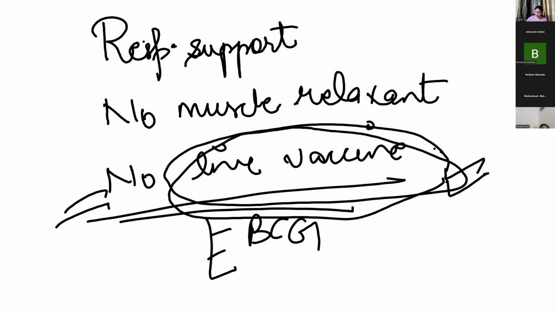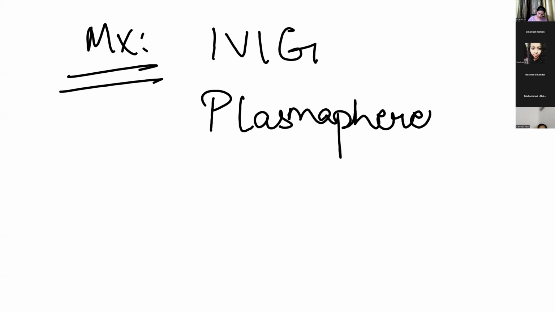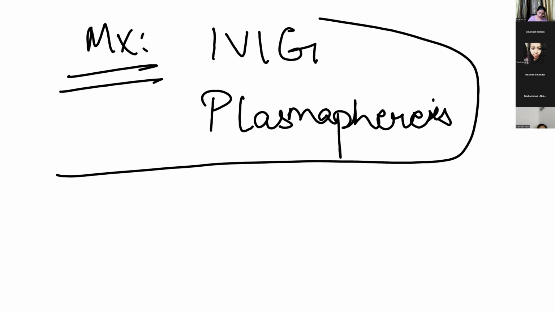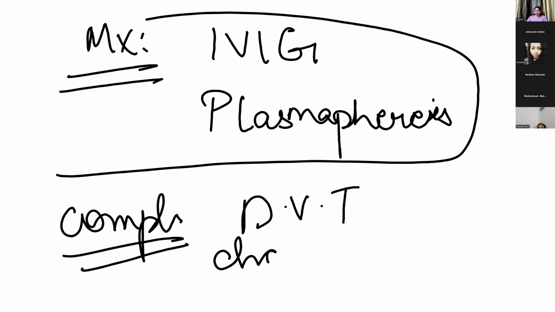Mumps. BCG, MMR, OPV. Yes. Then the flu nasal spray, not the shot. Very good. Then plasmapheresis. So these two things. There is one complication that could occur: DVT, deep vein thrombosis. There could be a chance of blood clot.